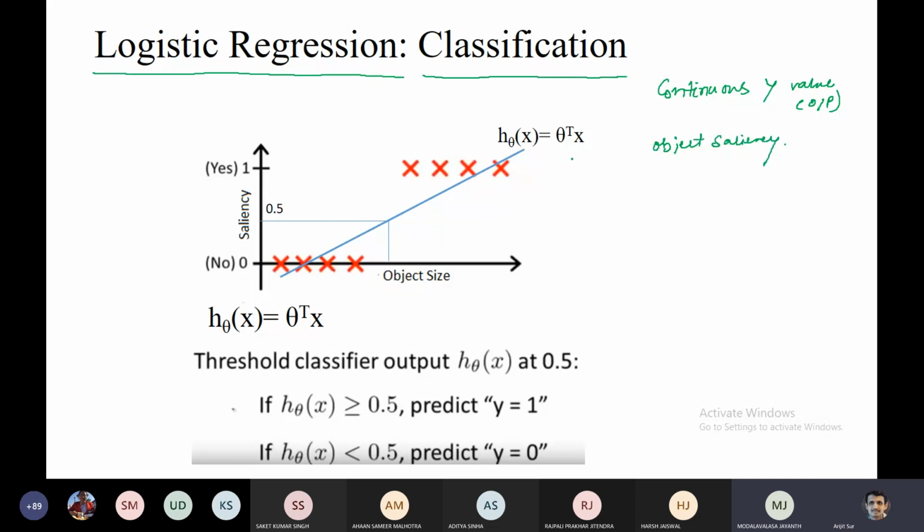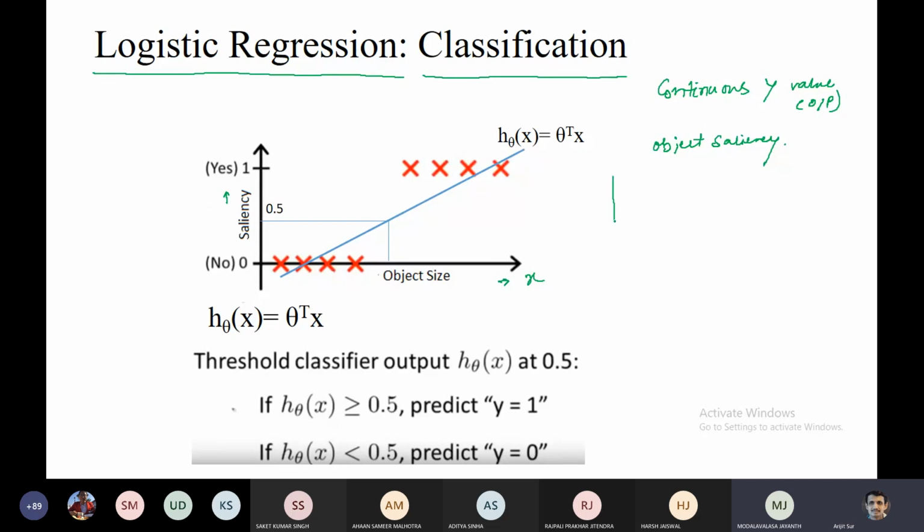So what do we mean by object saliency? That a particular object is important or not, or salient or not. You can see the x-axis is object size, and the y-axis is basically the saliency. And if the size is higher, then you can say this object is most predominant.